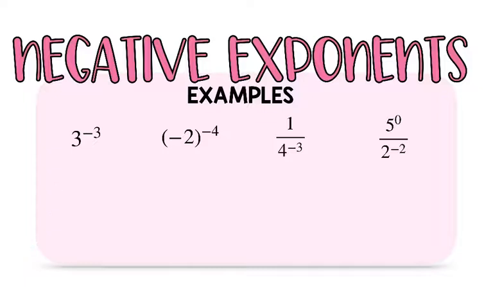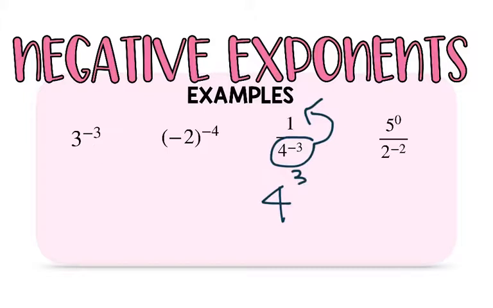All right, let's do that third example. This one, the negative is already in the bottom, so I can bring it up to the top and make that exponent positive. So this whole thing is just going to go up to the top, and it will be 4 to the positive 3rd power.